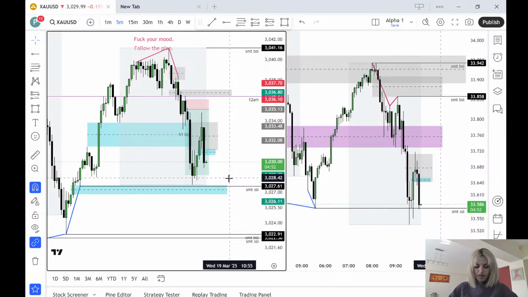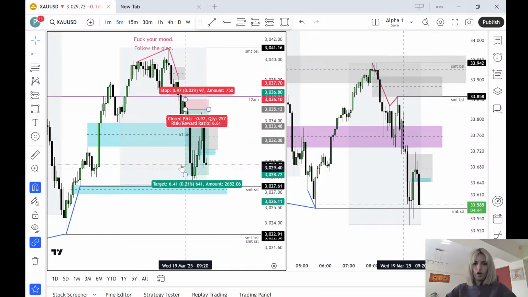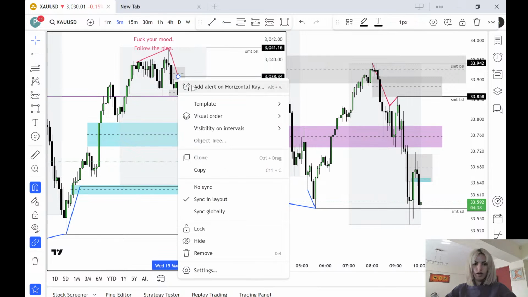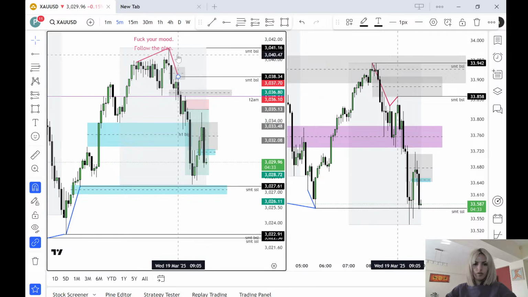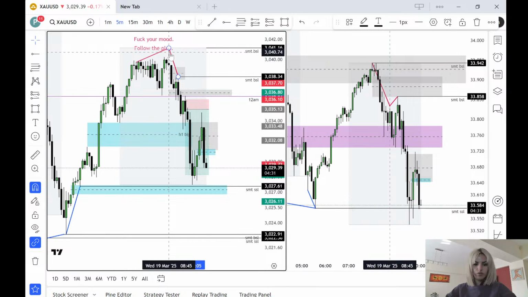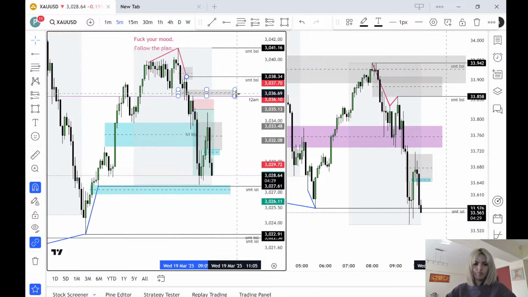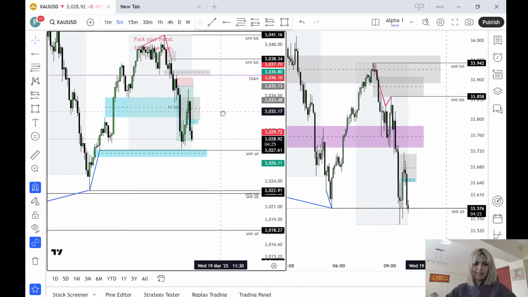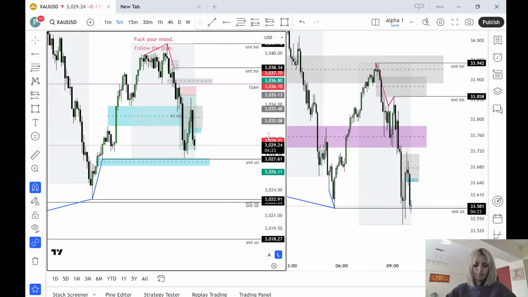Would love to see a 5-minute time frame liquidity sweep before moving lower. Well, just think about where that liquidity sweep would occur, because the only levels where we have liquidity right now are these two. This high at 905 and this high, which is the high of New York, which is 845. So I would honestly not want price to take any of that liquidity.